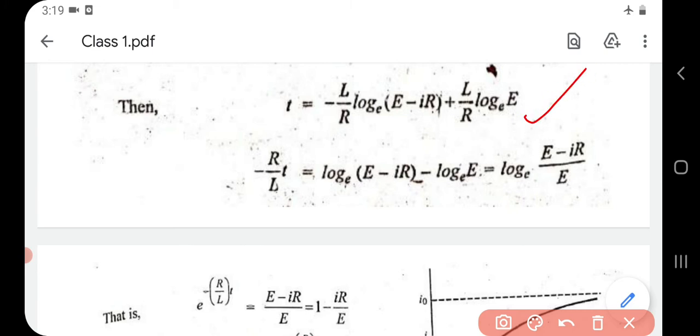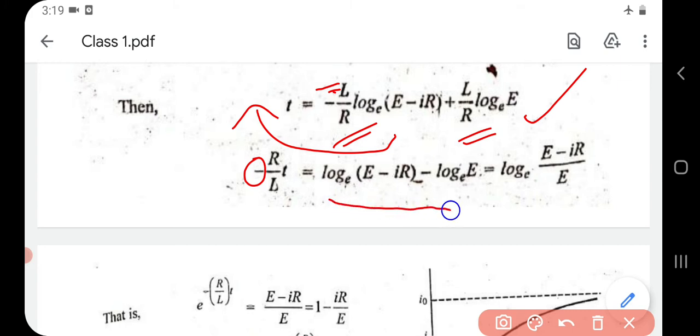Here, this L by R is common in both terms, so take that outside and then take that L by R to this side. So it will become R by L t. Then the minus is here, so multiply LHS and RHS with the negative sign. When you multiply this side with a minus, this term will become positive. So it will be logarithm to the base e of E minus logarithm to the base e of E minus iR.